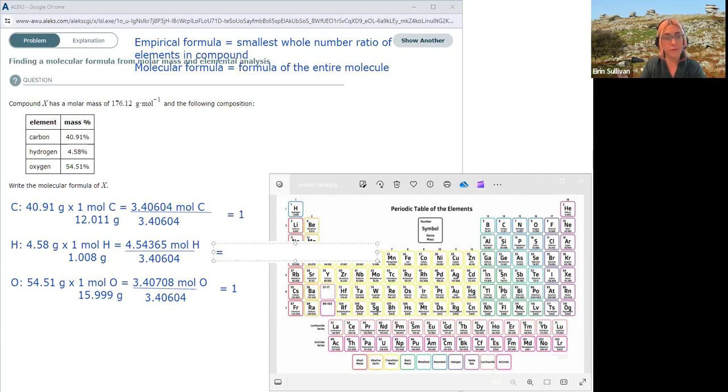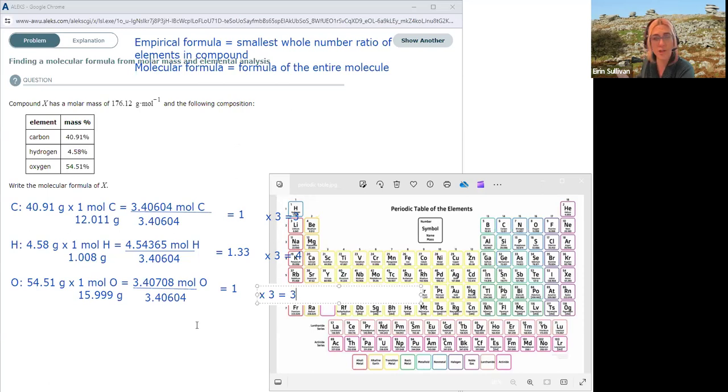So 4.54 divided by 3.406 gives me 1.33. So we have like 1 1/3, okay? So we're going to need to multiply by an integer to get rid of that 1/3. The integer is going to be 3, right? 1/3 plus 1/3 plus 1/3 gives me 1, okay? So 1 times 3 equals 3. 1.33 times 3 is going to be 4, and then 1 times 3 is going to be 3. So my ratio is 3 carbons to 4 hydrogens to 3 oxygens. So I could write my empirical formula. Let's make sure we are happy with this being the empirical formula. I'm going to have to label that just to make sure.